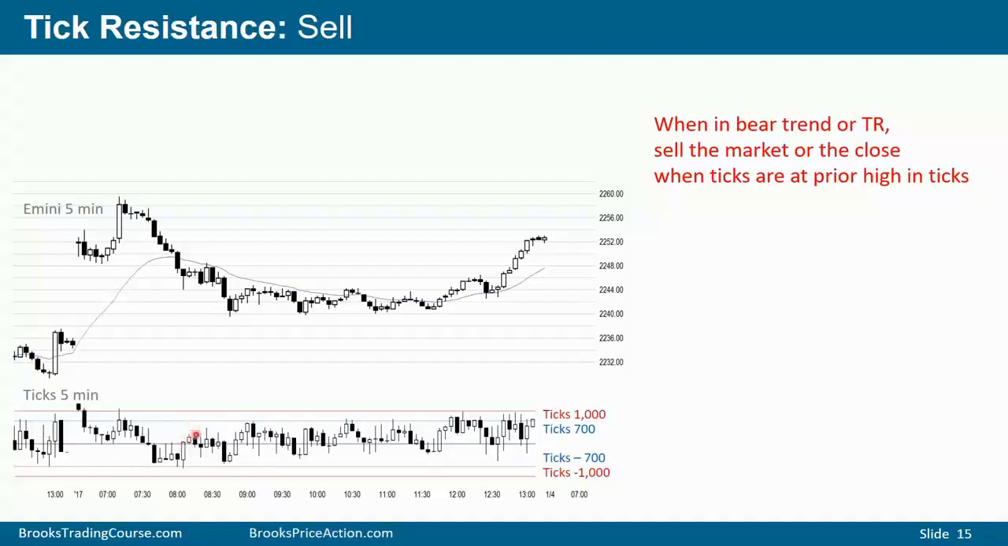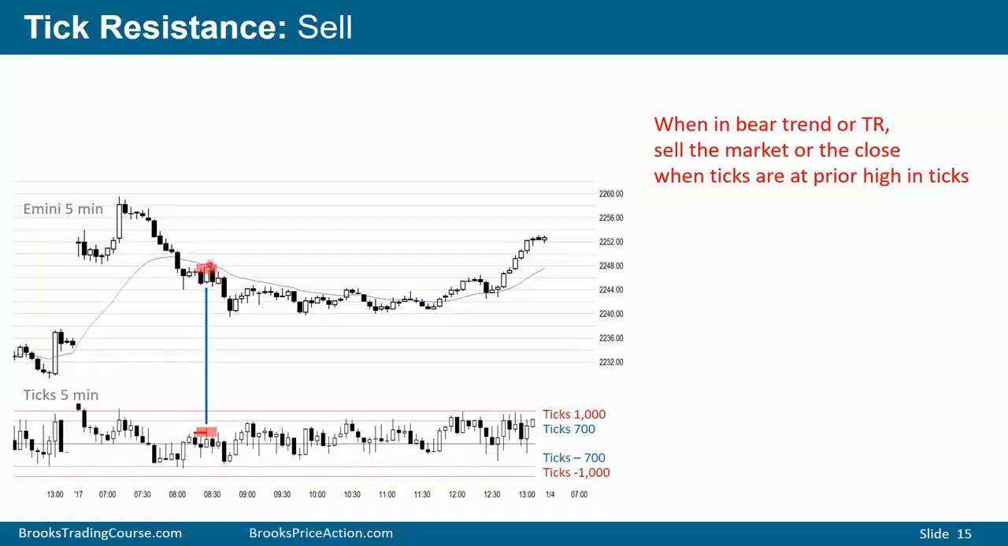Sometimes they'll sell with limit orders at prior highs in ticks. We have ticks going above this high, and as soon as that happens, an E-mini trader might sell at the market, looking for at least a little bit lower in price. Again, a new high in ticks, but in a bear trend. So as soon as it happens, some traders might sell at the market, expecting that they'll be able to make at least a scalp.